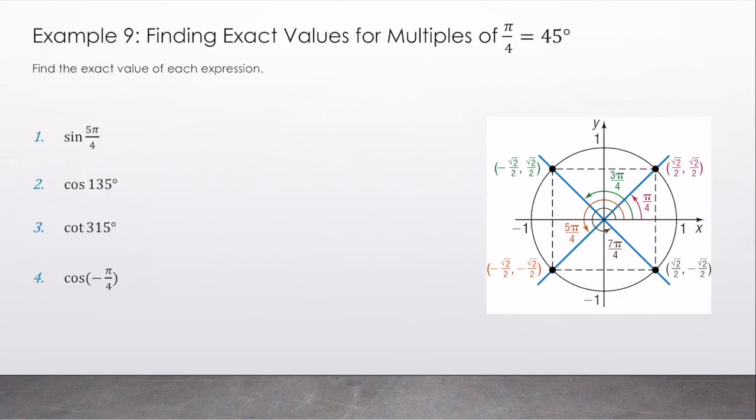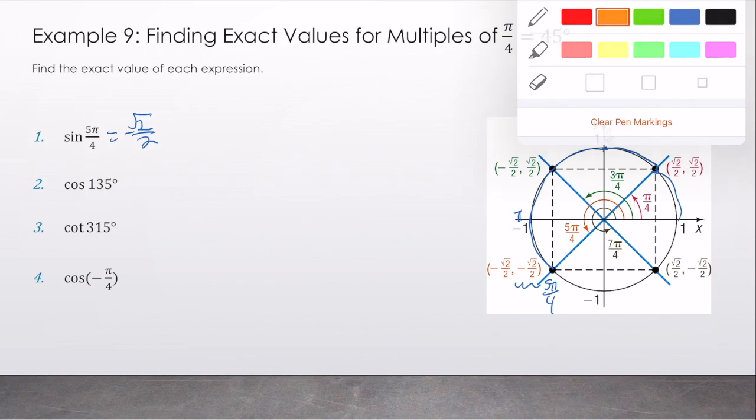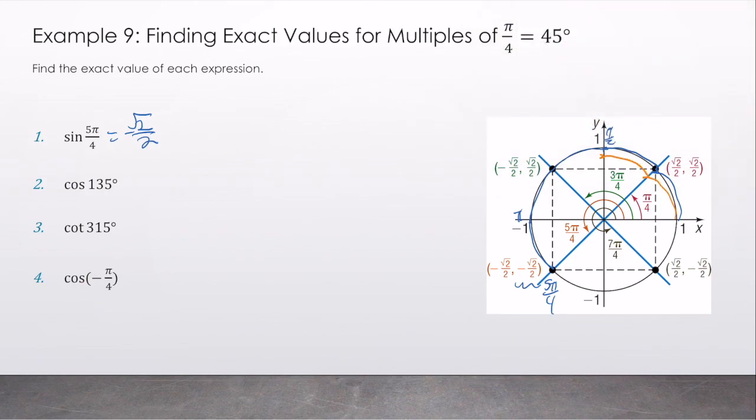So if I want sine of 5 pi over 4, well, I'm going to take 1 pi over 4, 2 pi over 4, which is just pi over 2, 3 pi over 4, 4 pi over 4, which is pi, 5 pi over 4, which is right here. Sine is y, so I have negative square root of 2 over 2. Next, I want cosine of 135 degrees. That's going to be switching to orange. 45 degrees, 90 degrees, 135 degrees. Cosine is x, so again, I get negative square root of 2 over 2.